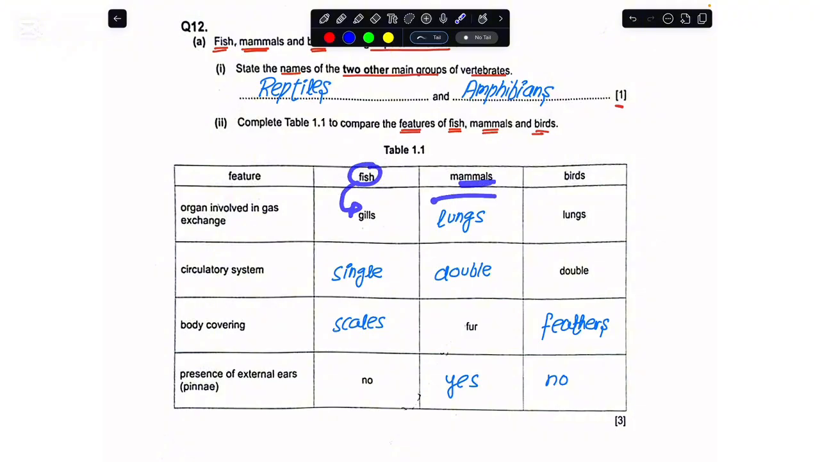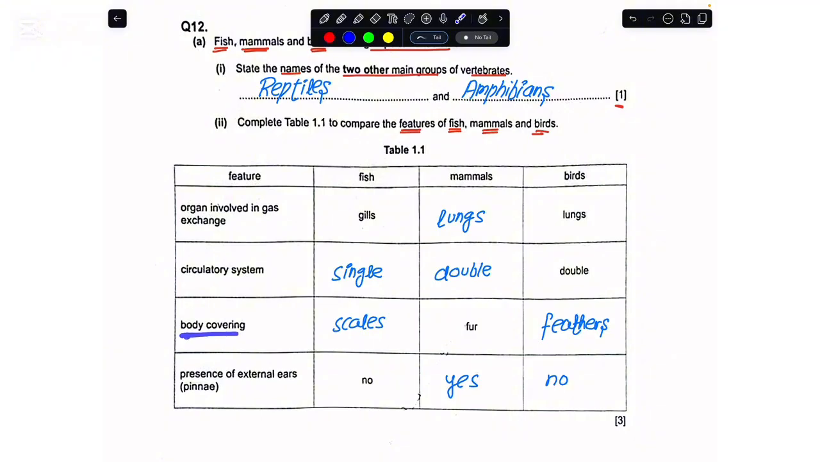For the mammals, the blank was here, and we know the mammals have the lungs that allow for gas exchange. And for the birds, again we have the lungs. Now here comes the feature in terms of the circulatory system. The fish has a single circulatory system having one atrium and one ventricle. And if we talk about the mammals, they have a double pump circulatory system.